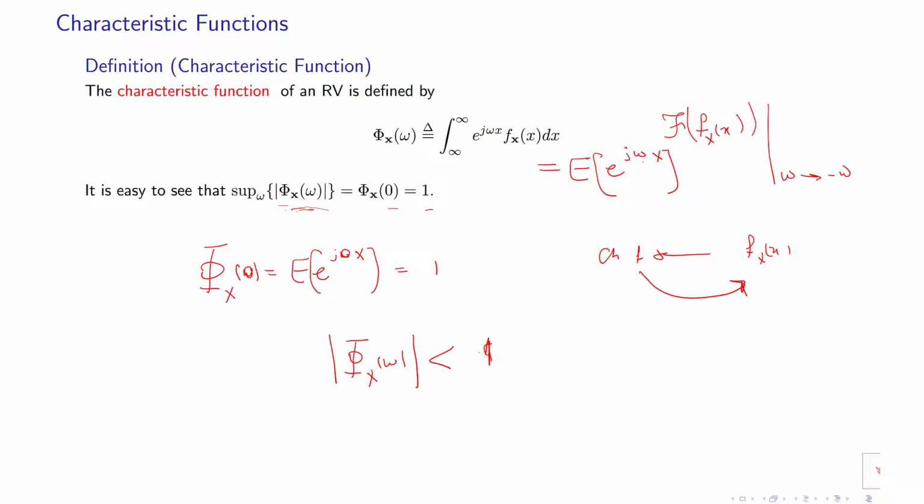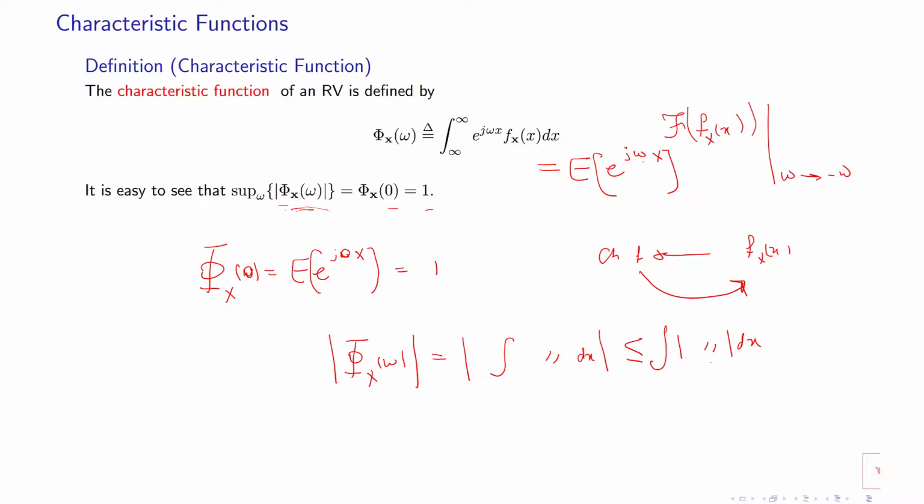Okay, the reason is easy to prove, because this is equal to the absolute value of the integral of whatever you have here, and you know that the absolute value of an integral is always smaller than or equal to the integral of the absolute value of whatever you have here, dx.